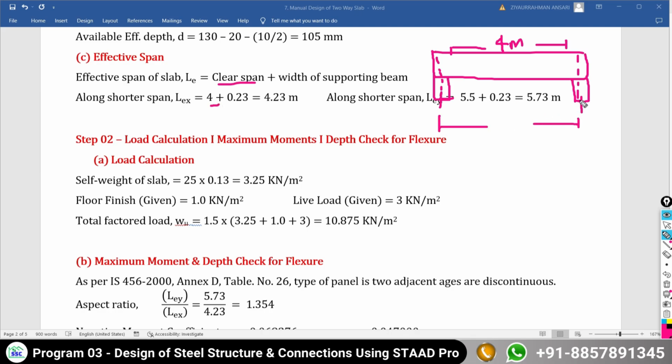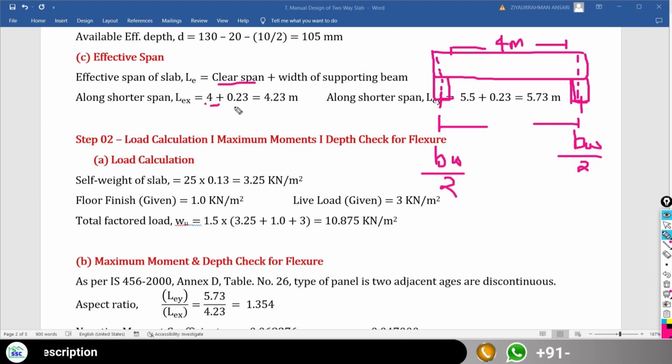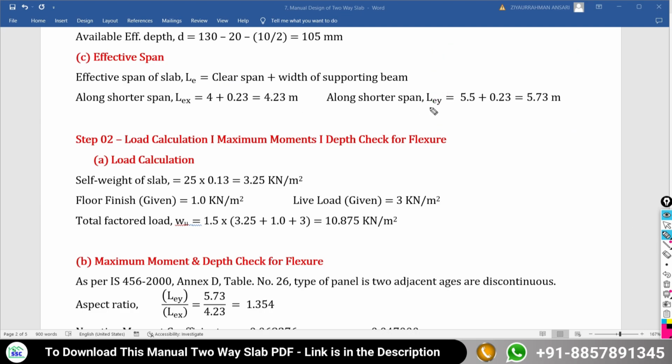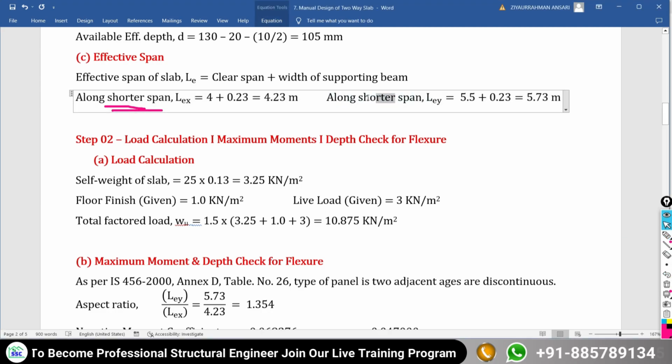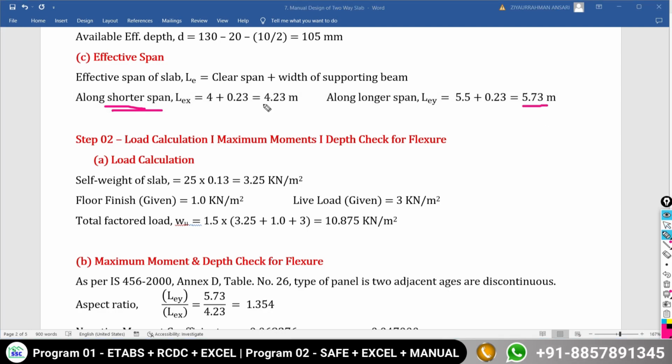So 4 plus, 230 mm width of the beam is there. So 230 half from this side, beam width half from this side. So this half and half is going to become 1 simply. So clear span plus 0.23 will give you 4.23. Next, along the longer span, it is the shorter span and it should be your longer span. So it is going to become 5.5 plus 0.23, totally 5.73 meter. So shorter span 4.23, longer span 5.73.